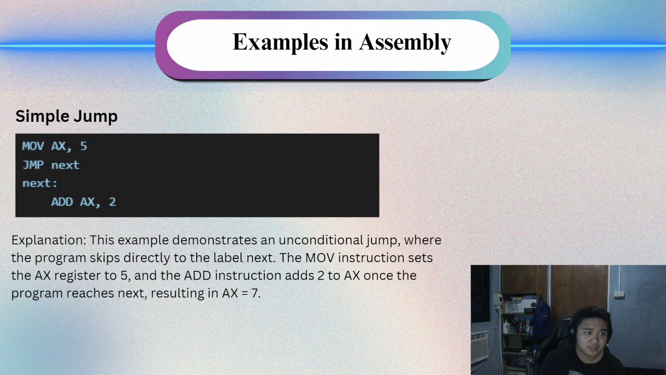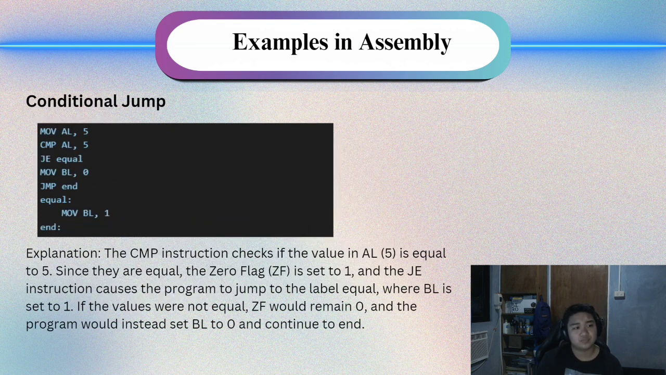Examples in assembly. We have a simple jump. This example demonstrates an unconditional jump where the program skips directly to the label next. The MOV instruction sets the AX register to 5, and the ADD instruction adds 2 to AX. Once the program reaches next, it results in AX equal to 7.